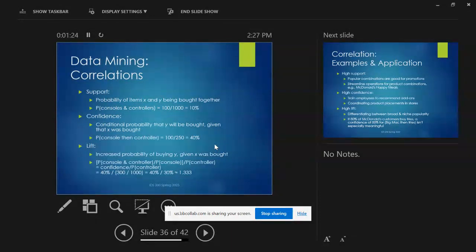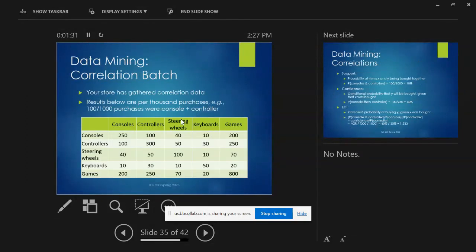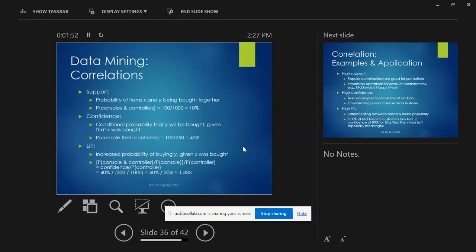So support is very simply just how likely is it that 2 items get bought together. For example, we can look in our chart and we see that out of every 1,000 customers, 100 of them are going to buy a console and controller. So the probability of buying a console and a controller is 10%, okay? Which is not that high, right? Compared to a person who buys a controller and a game, 250 out of 1,000 or 25%, much higher. All right, so we'll talk about what these are used for in a moment.